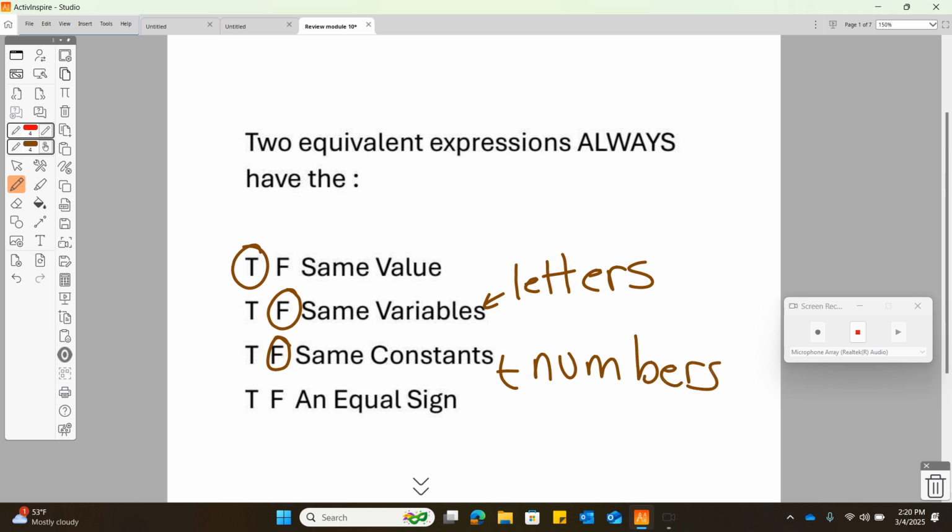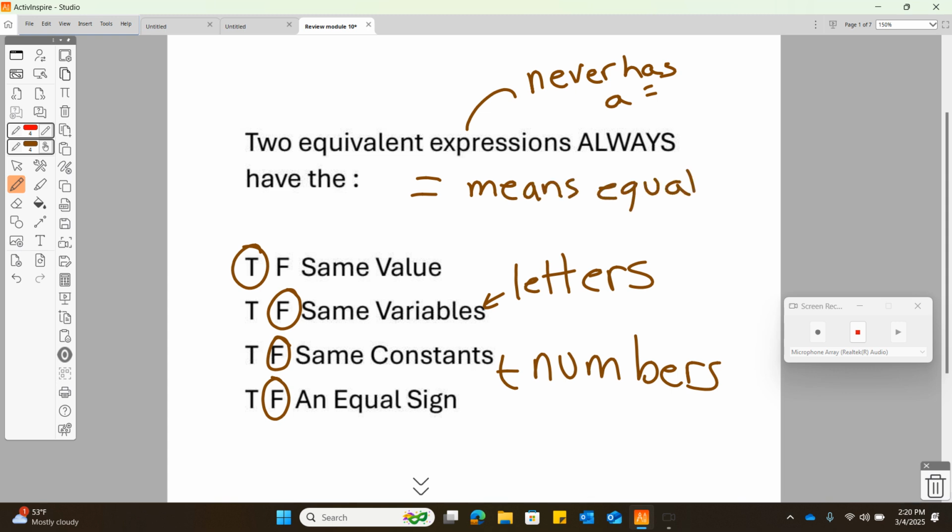An expression, in fact, never has an equal sign. If it had an equal sign, that would make an equation. An equal sign means that it's an equation. But if they are equivalent expressions, they will have the same value.